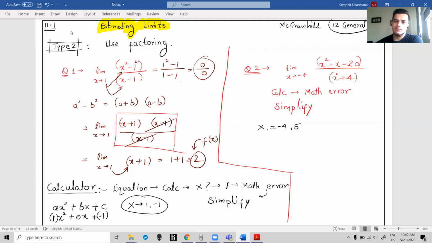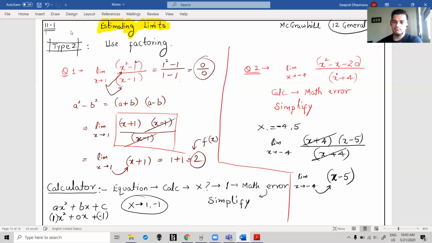All I have to do now is write the factors: limit x goes to minus 4 of (x plus 4), so you always change the sign. If it's a minus, you write plus, and (x minus 5), divided by x plus 4. Now there is something common, I can cancel that out. So I'll be left with limit x goes to minus 4 of x minus 5. Then direct substitution. You can do it on the calculator or really, realistically, by hand.